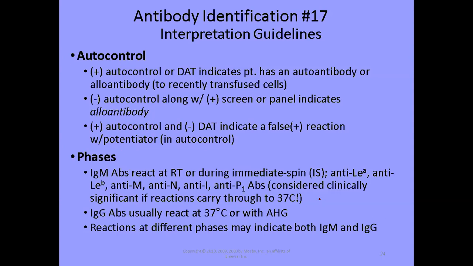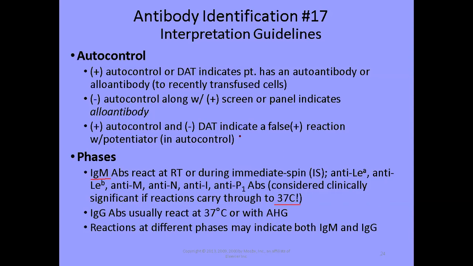All right? We're still going to run through our 3 phases of testing. So remember, our IgM antibodies react to cooler temperatures, room temperature during immediate spin. And to review from last time, some important ones to remember that are typically IgM: the Lewis's, anti-Lea, anti-Leb, anti-big M, anti-big N, anti-big I, and anti-P1, okay? They would only be considered clinically significant if their reactions carried through to 37 degrees.